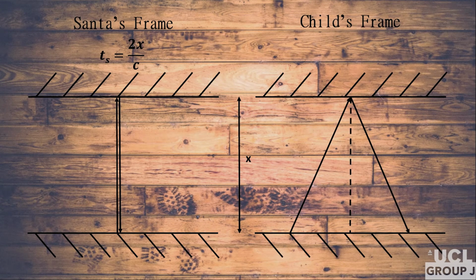The vertical component of the apparent velocity of the photon is the square root of c squared minus v squared, so the time to travel up then back is 2x over the square root of c squared minus v squared. This is the same event occurring in 2 different frames of reference, so how is the child's time related to Santa's? We can assume that they are proportional and equate them with a constant that we can call gamma.